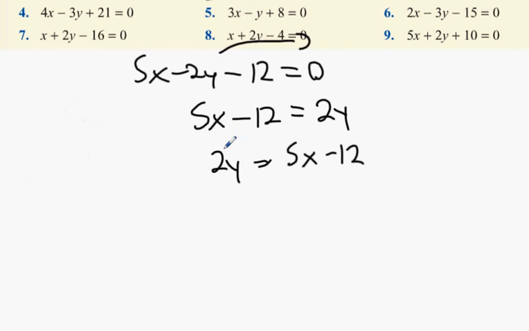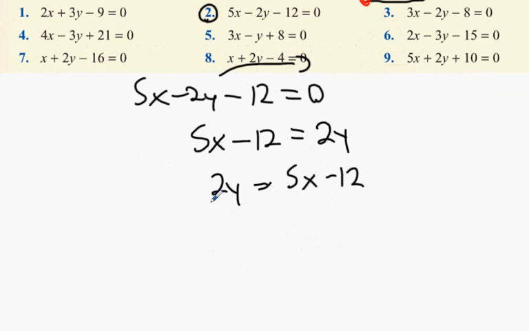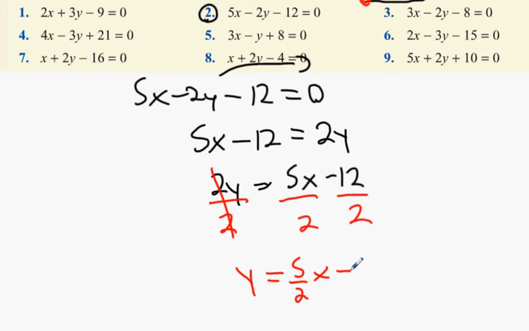So, currently, I have a balanced equation. What I don't like about the equation is the fact that the y isn't on its own. What would get the y on its own is if I divided that by 2. But in order to maintain balance, I'd have to divide the other side by 2. And hence the 2 divided by 2 cancels, and you get 5 over 2x minus 6. Is that alright? Try another one now.